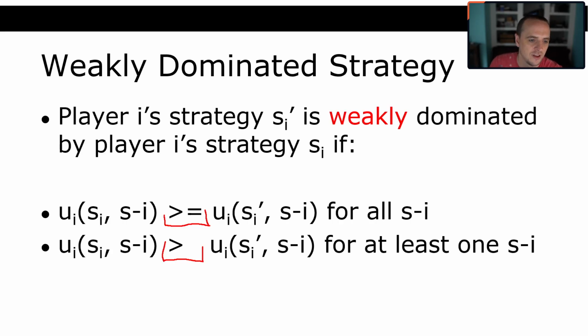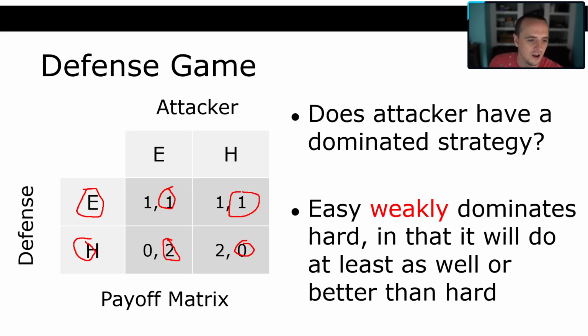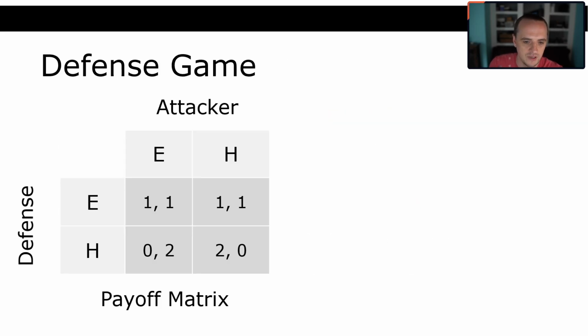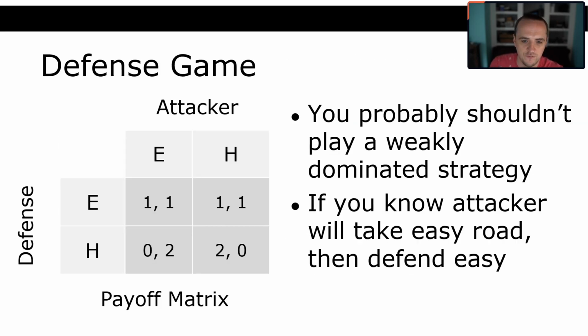So in that case, in the attacker's case, if we fix, right? So what was it for the attacker? Easy weakly dominates hard for the attacker. So that means if you know that for the attacker easy weakly dominates hard, then you know that they will be choosing easy, right? And so if you know they'll be choosing easy, then you defend easy. So that is the game theoretical way of approaching this situation.